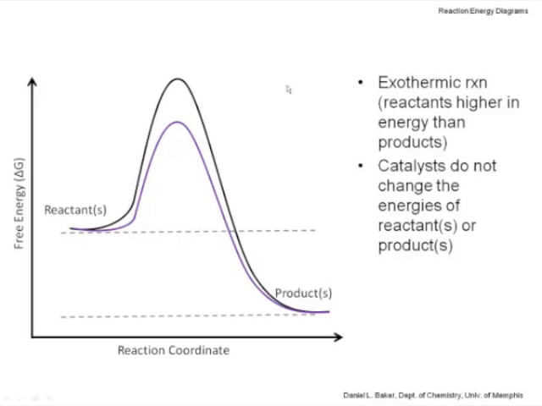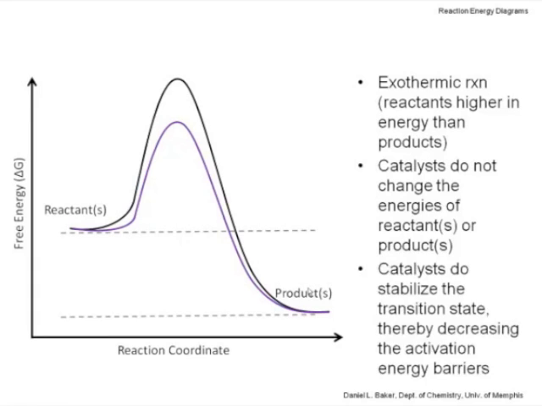So when you add a catalyst to a reaction, you're basically going from the black line to the purple line here. We don't change the energies of the reactants or the products. They're exactly the same. But what we're doing is stabilizing the transition state. We're lowering the energy of the transition state. And we do that in the enzyme active site. So we're effectively lowering the activation energy barrier.